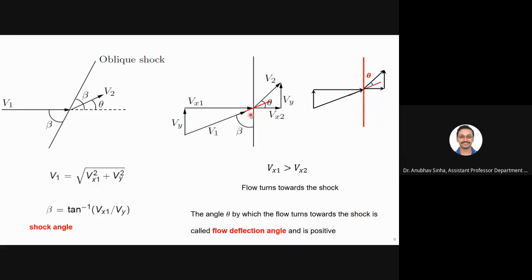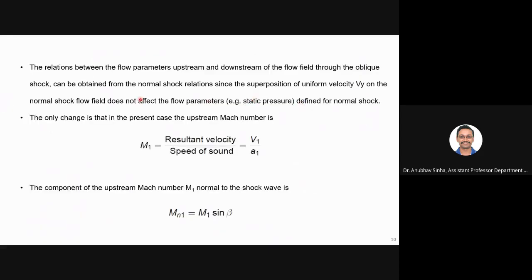So you see that this flow is going in this direction and turns toward the shock. That is what is mentioned here, and Vx1 will obviously be more than Vx2 because it is passing through a shock, and Vy1 is equal to Vy2. No change in that. Fine. Basically, we can obtain the relation between upstream and downstream conditions using normal shock relations.